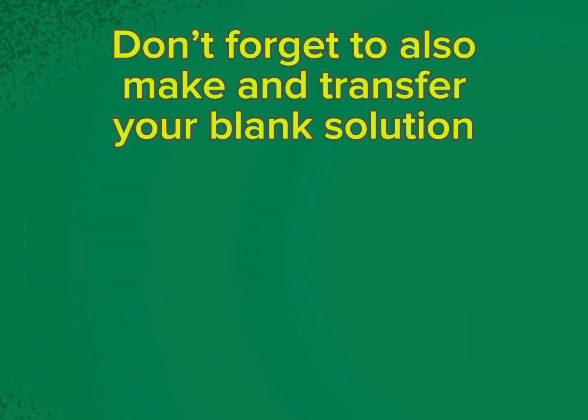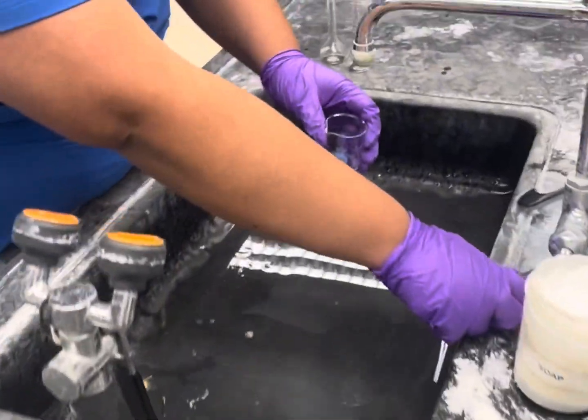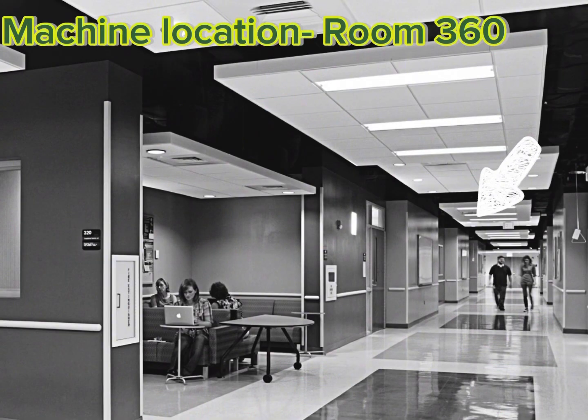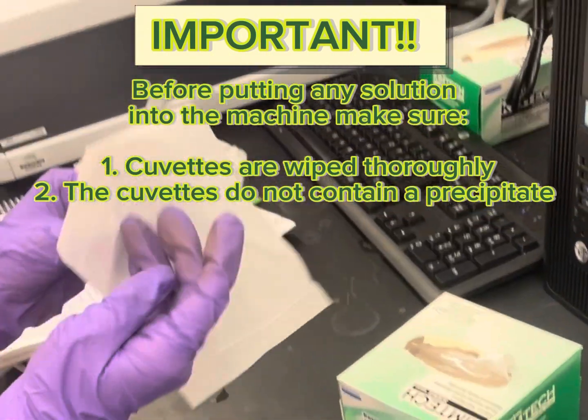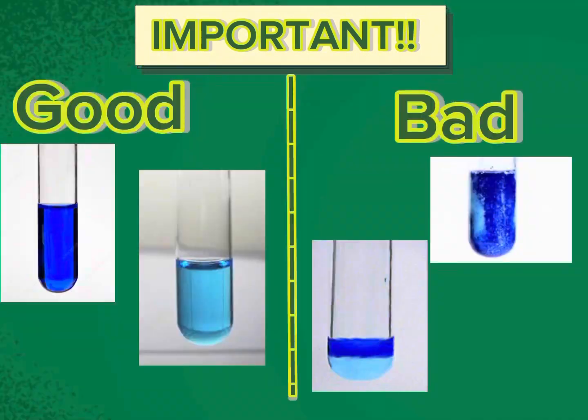Don't forget to make a blank solution. This solution is used to ensure accuracy in your data. After you clean up your station, you're now ready to use the mass spectrometer. The room is located down the hall in room 360. Remember, before you put any solution into the machine, make sure that the cuvette is wiped down, as well as the solutions inside of the cuvette should be clear and not contain a precipitate.